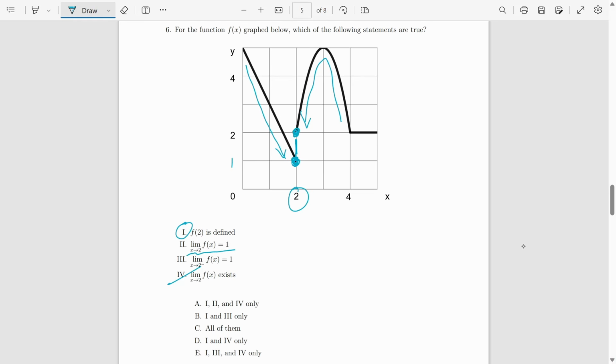The limit as x approaches 2 equals 1. Well, that can't happen because the limit doesn't even exist. You can't have it approach a value and not exist at the same time. So that's also out. We're just left with statement 3.